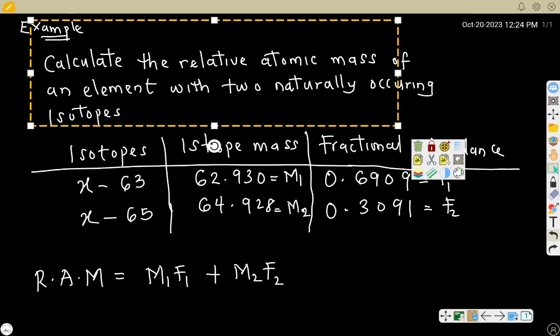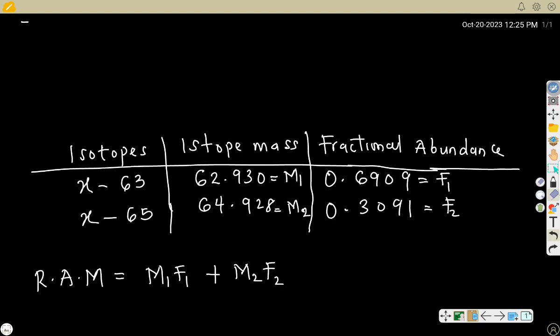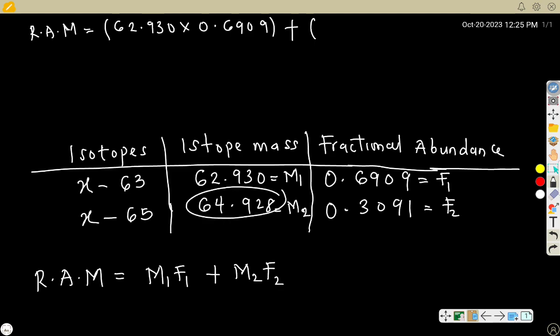So we have RAM, the relative atomic mass, equals M1, that is 62.930, times F1, that is 0.6909, plus M2, that is 64.928, times F2, that is 0.3091.